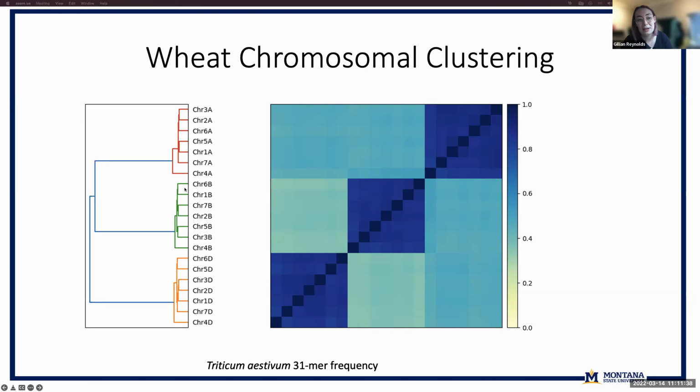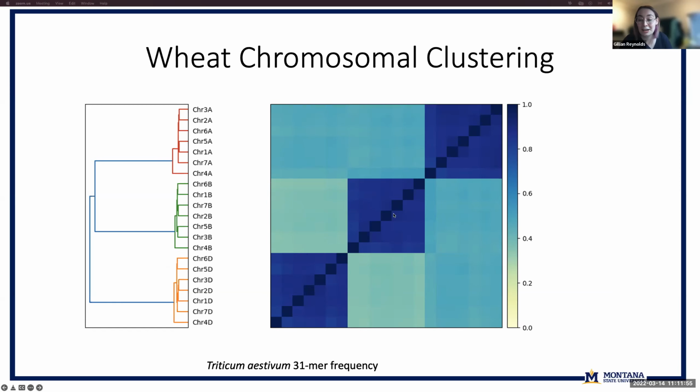We have A and B showing a closer relationship than D, and that makes perfect sense because the A and the B subgenomes hybridized around 0.5 to 2 million years ago. The D subgenome didn't join until much later, maybe 10,000 years ago or less. So this is making perfect sense.